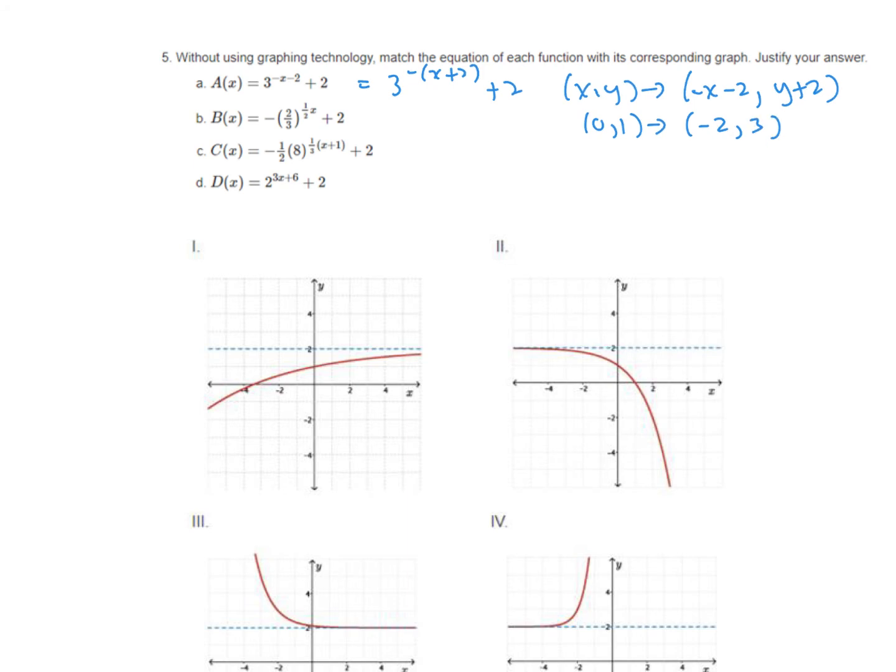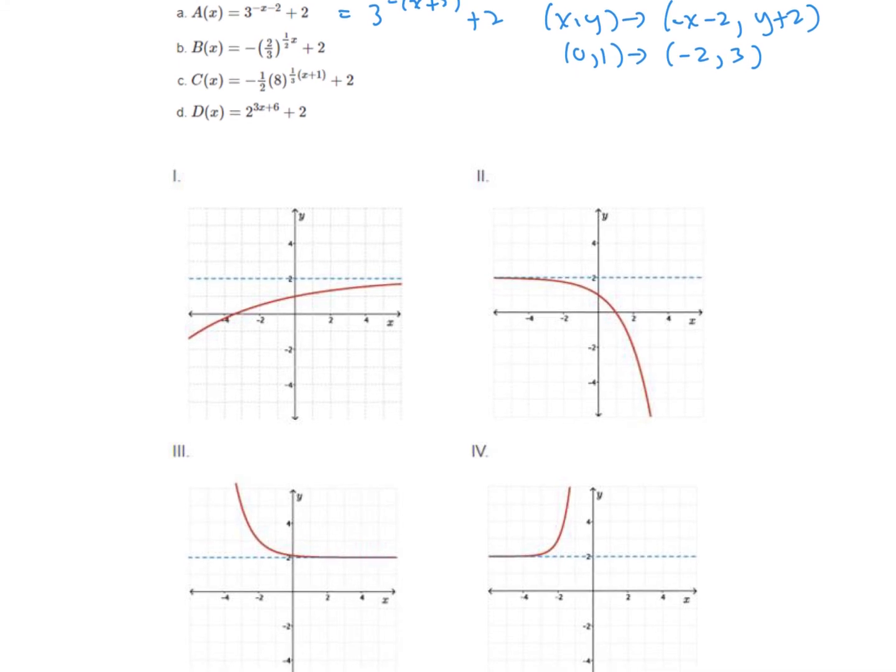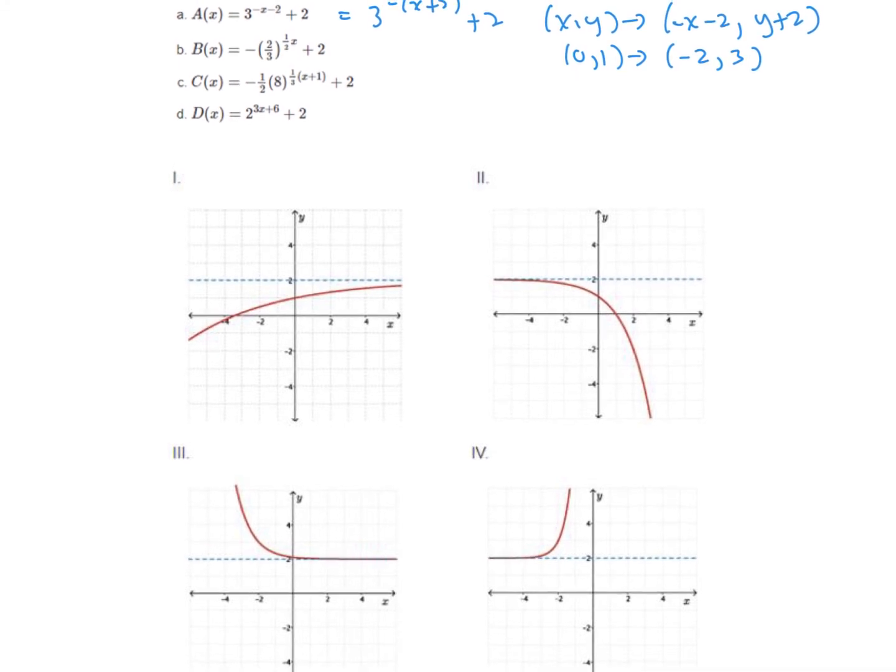So I'm looking for the graph that has not been vertically reflected, and I have a point at -2 and 3. So -2 and 3 is approximately here. On this graph, -2, I don't think that's quite at 3. So let's check the other graph.